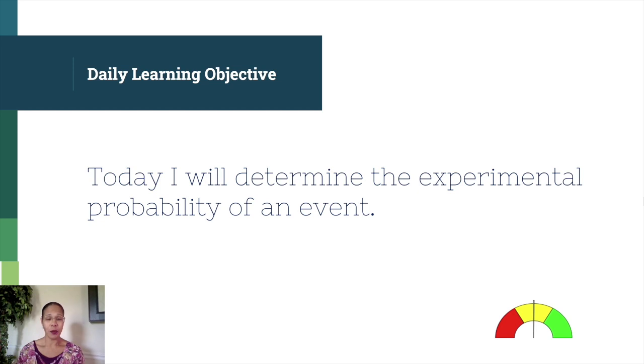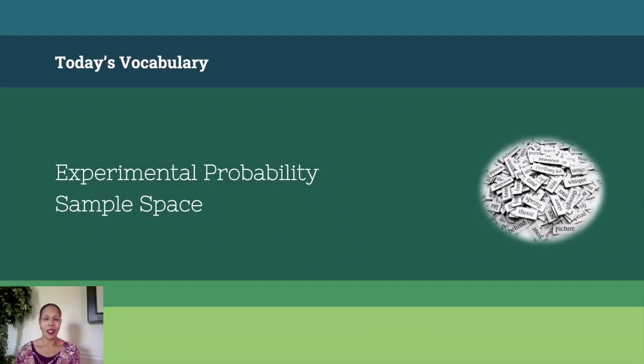So today's learning objective is to determine the experimental probability of an event. And our vocabulary for the day is experimental probability and sample space. Please write down your vocabulary words and definitions in your notebook. And we're going to start with experimental probability.